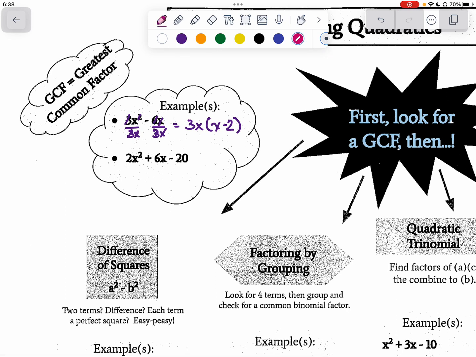And then in the next one, all I have in common is a 2. So I'm going to factor out that 2, and that leaves me with x squared plus 3x minus 10. And I could go ahead and factor this quadratic a little bit further. Two numbers that multiply to give me negative 10 and add to give me positive 3 are positive 5 and negative 2. So I can factor it to be (x plus 5)(x minus 2).